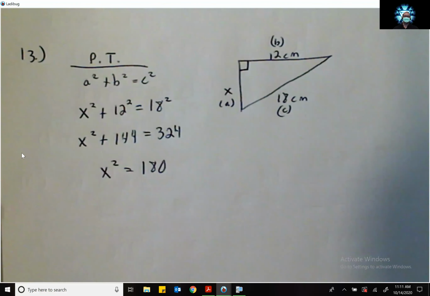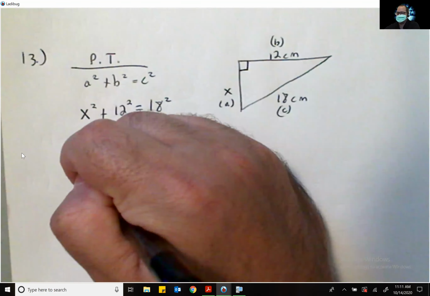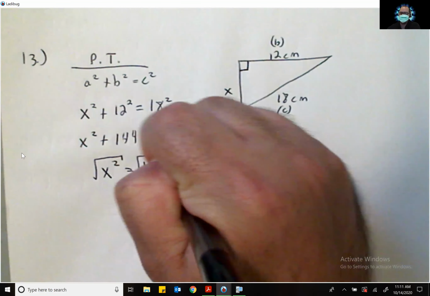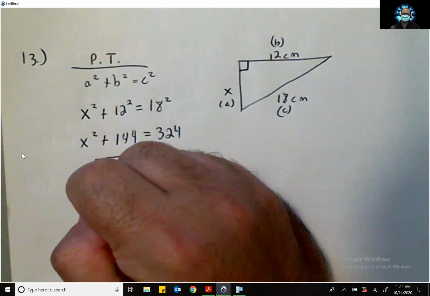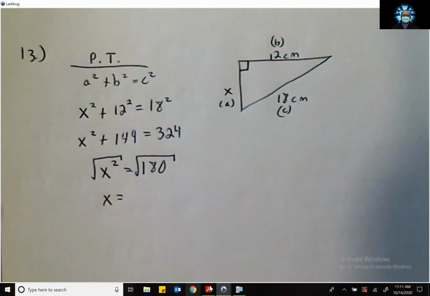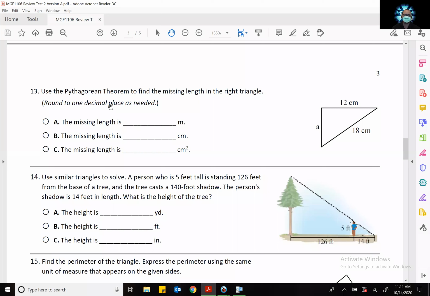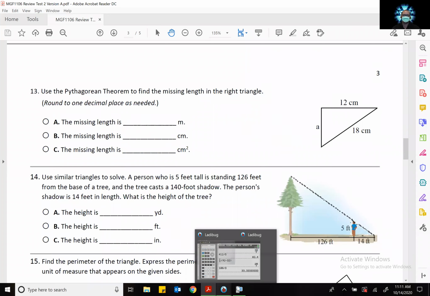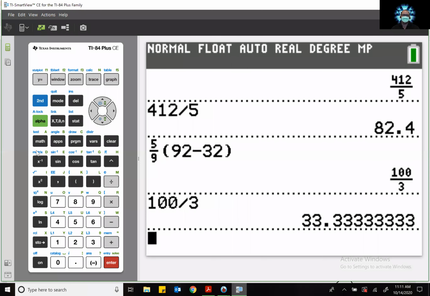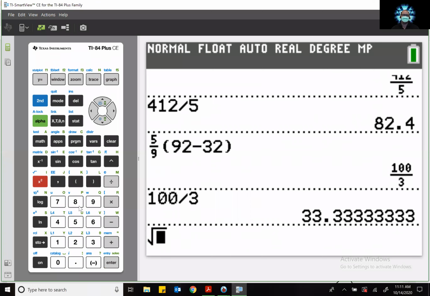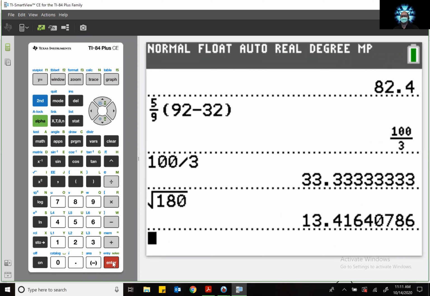Because you're not done. The answer is not 180. You get the square root of 180. Yeah, we got to take the square root of both sides, because that's how we get rid of something squared. And x is equal to, let's take a look real quick. It says to round to 1 decimal place. So if you go into your calculator and you hit second square root 180, round to 1 decimal place, what do we get?